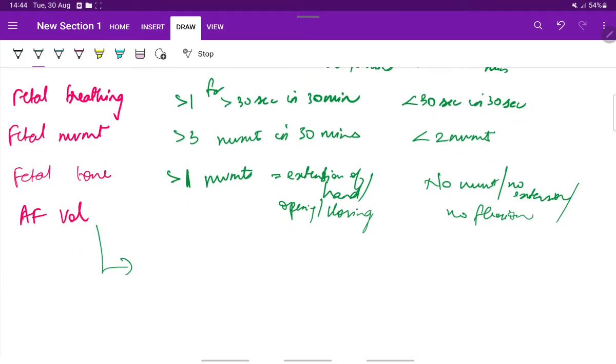Amniotic fluid index. When the single vertical pocket is more than 2 cm, it is given score 2, and the largest single vertical pocket, if it is less than 2 cm, then it is given a score 0. This is about the components of biophysical profile and their scores.